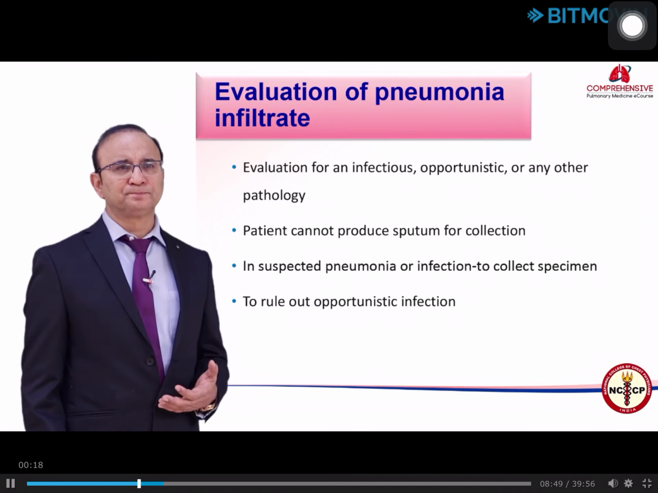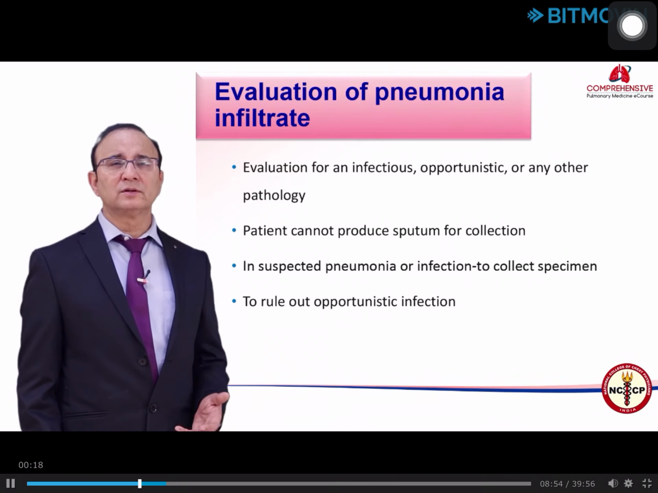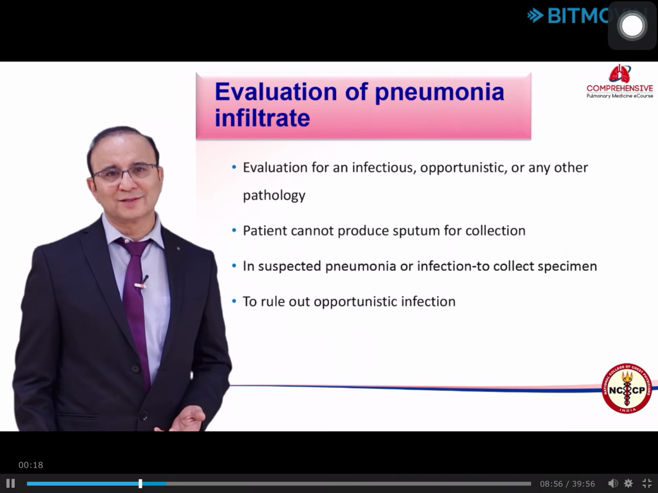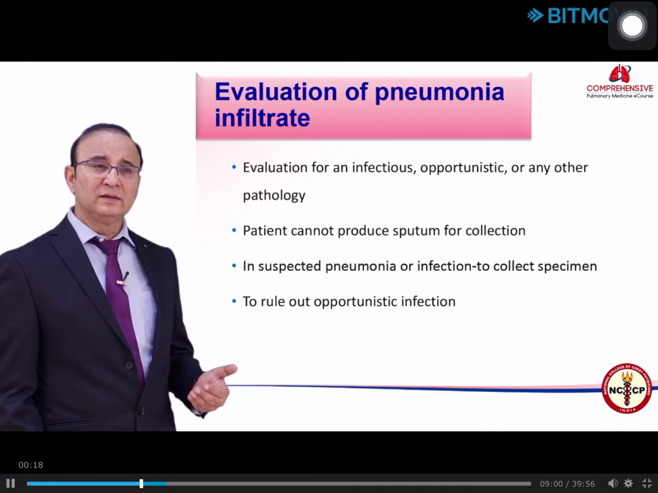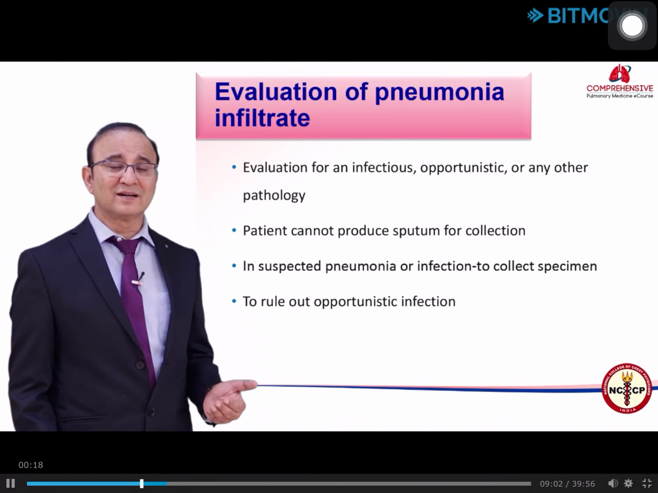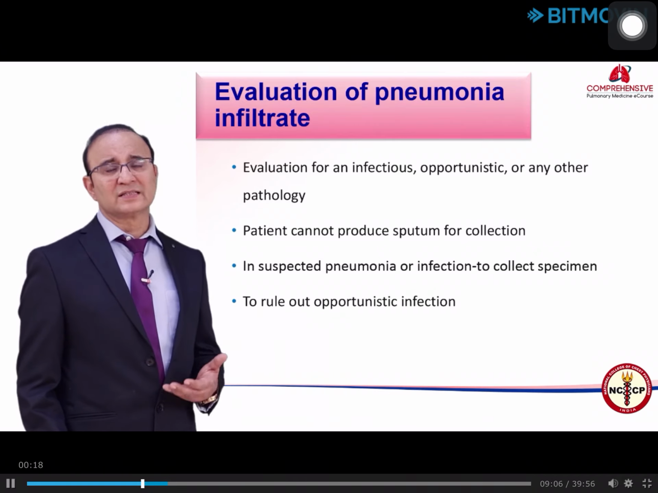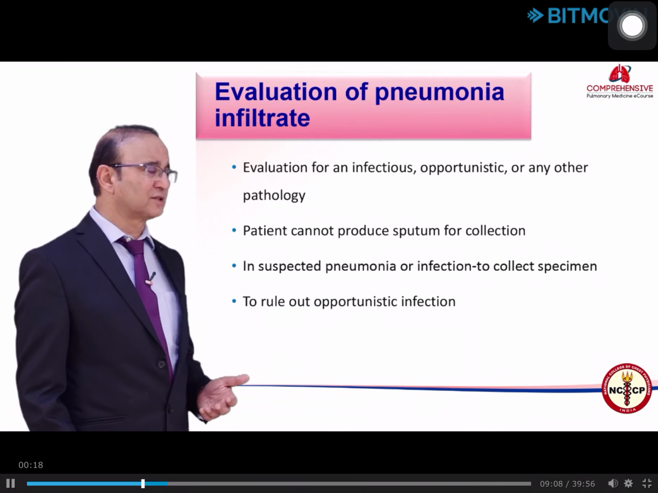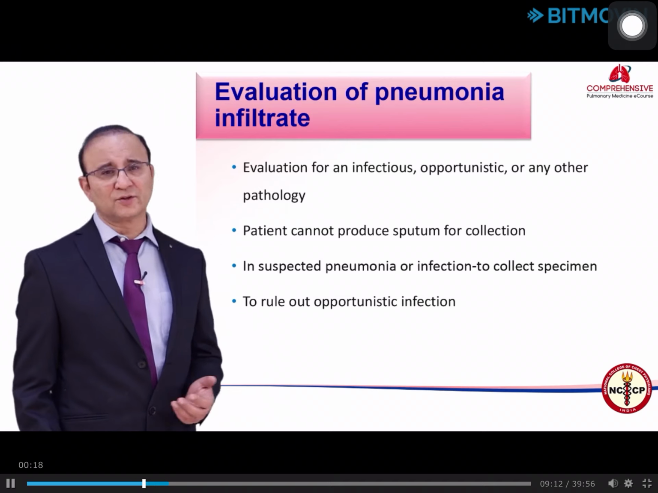These patients most of the time do not produce sputum, and it is important to find out the kind of organism they are suffering from. So you can use the bronchoscope to obtain uncontaminated secretions from the lower airways, which can be sent for opportunistic infections like PCP, fungal infections, Aspergillus, etc.